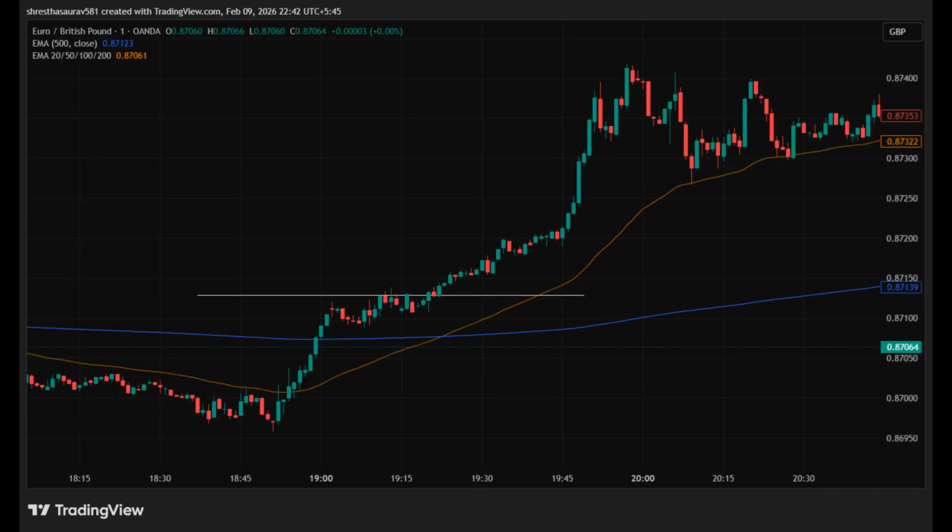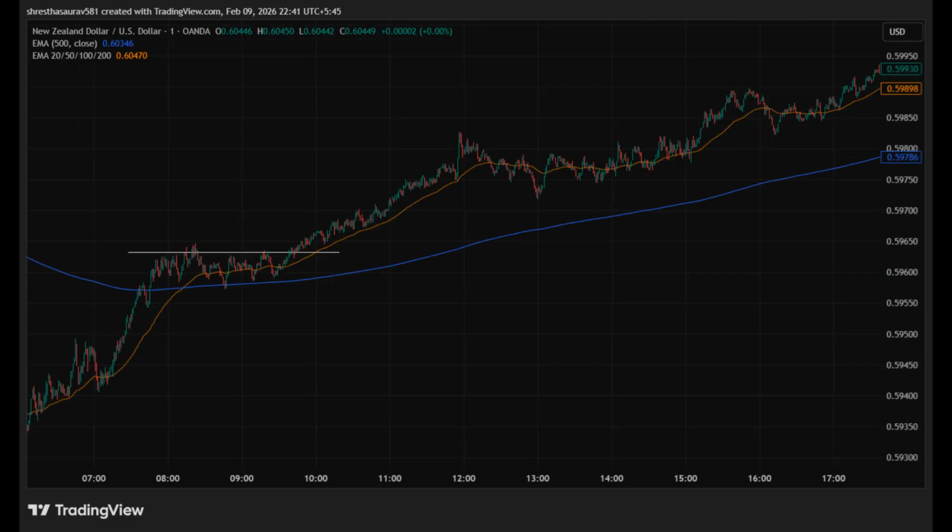Examining the euro versus the British pound, the chart indicates strong upward momentum. The price has recently accelerated past key resistance levels. The New Zealand dollar versus the US dollar shows a consistent climb. Note the smooth transition and how the price respects the EMAs.